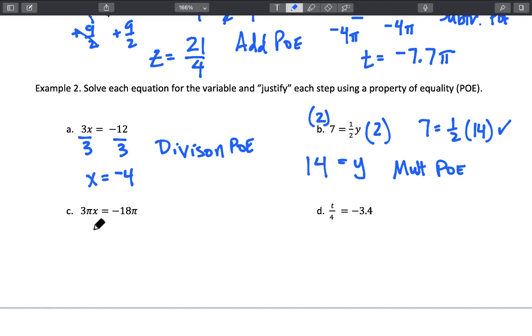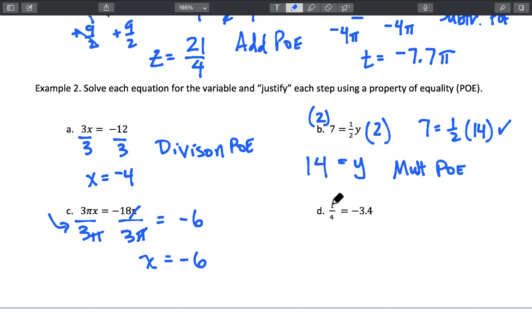All right, 2c says 3 pi x is equal to negative 18 pi. We're going to divide both sides by 3 pi. And when we divide 18 pi by 3 pi, pi divided by pi is equal to 1. So they reduce each other to 1, and I'm left with just negative 18 divided by 3, which is equal to negative 6. So our variable x here results in negative 6. And again, the property of equality that justifies that step is the operation of division. So that's the division property of equality.